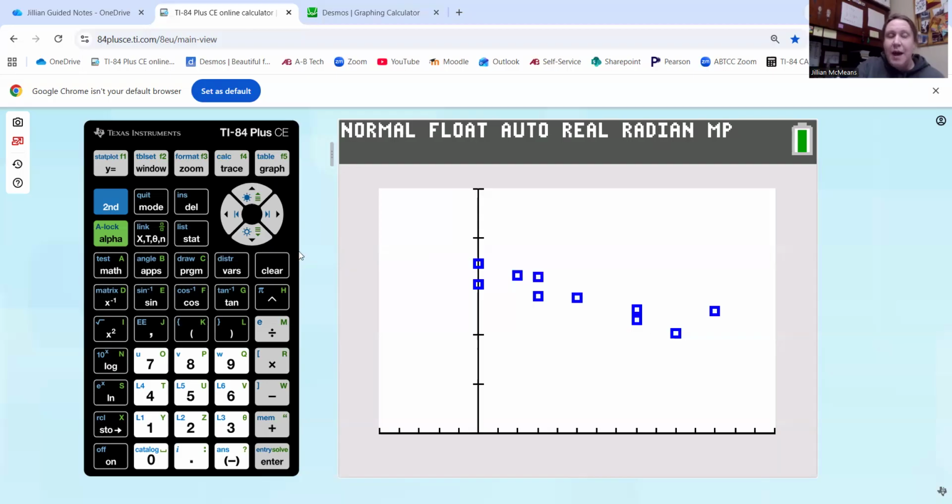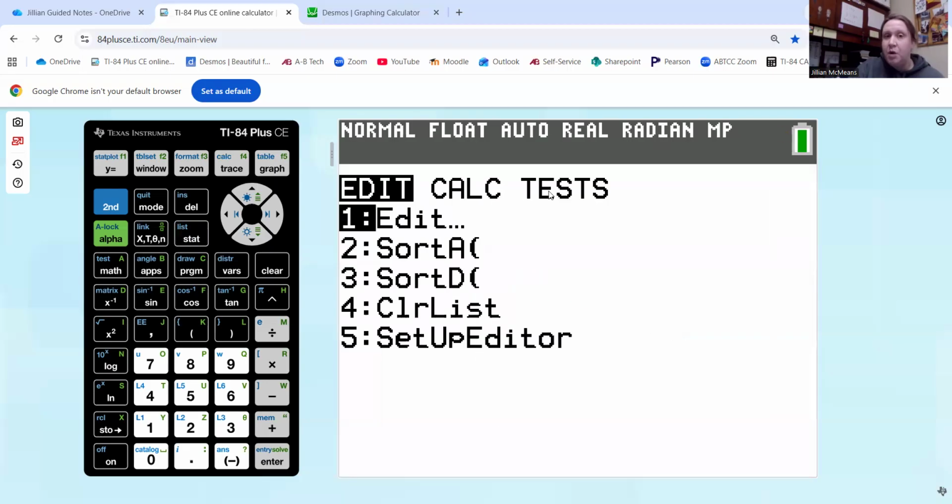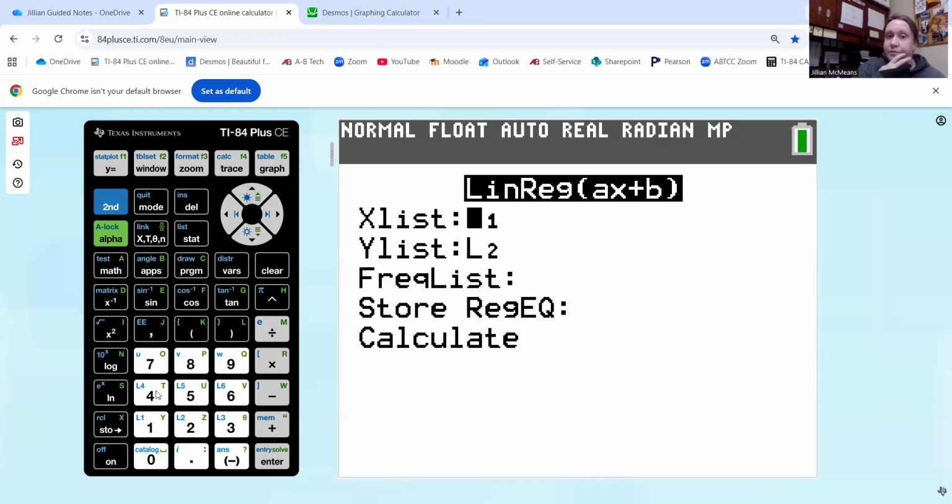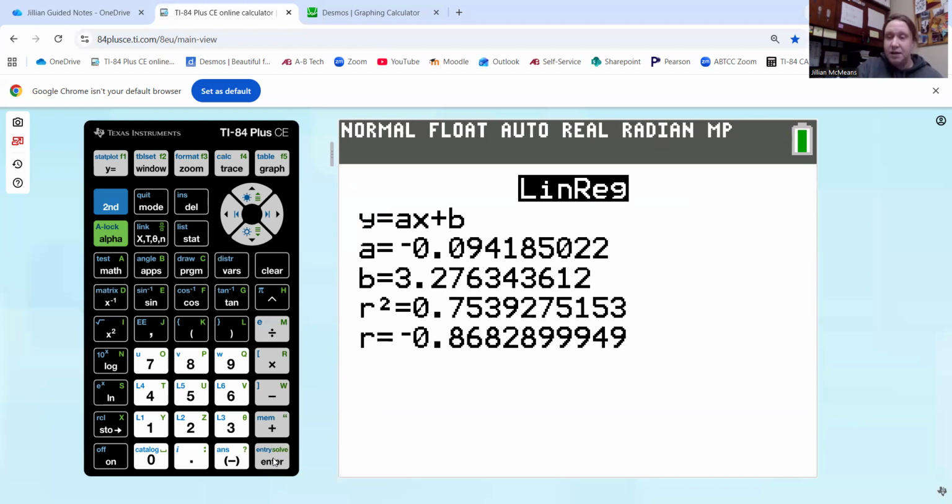Okay, so let's go back to stat. And remember, we want to go over to calc. And then we want to choose option 4, linreg for linear regression, but make sure you get ax plus b. Okay, so option 4, my X's are in L1, my Y's are in L2. So just hit enter, enter, enter, enter, and then it's going to calculate for us.